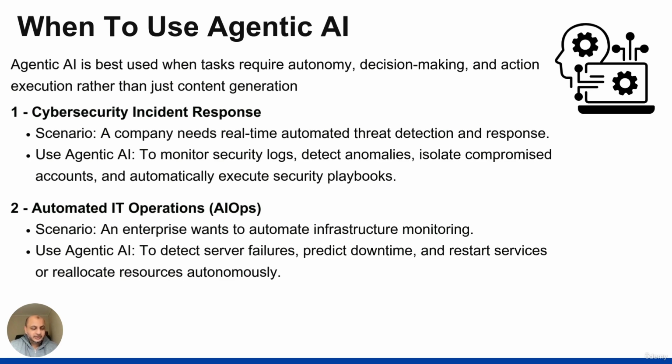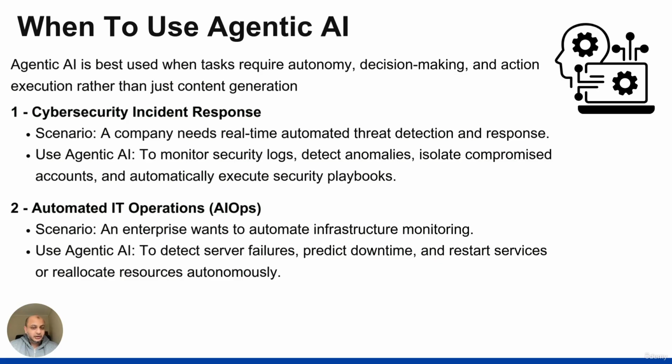I'm a security guy, so let's talk about some cybersecurity use cases. A company wants to implement something which does real-time automated threat detection and response, right? They want to cut down on their SOC team costs. They can probably use agentic AI to monitor security logs. It will detect anomalies. It can then take action. It can isolate compromised accounts and automatically execute security playbooks. You might be thinking, hey, these things are already there. Well, agentic AI will take it to the next level because it can break it down. It can make decisions similar to what a human being would make, right? This is basically taking it to the next level.